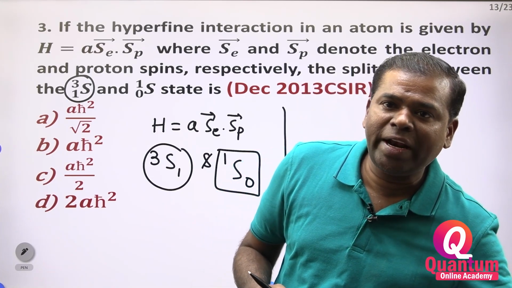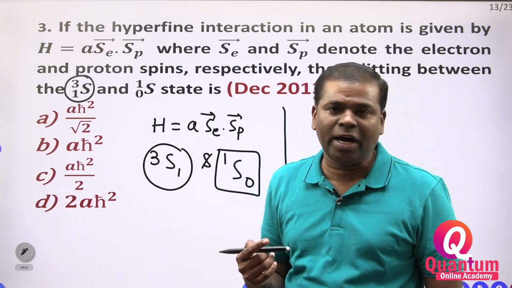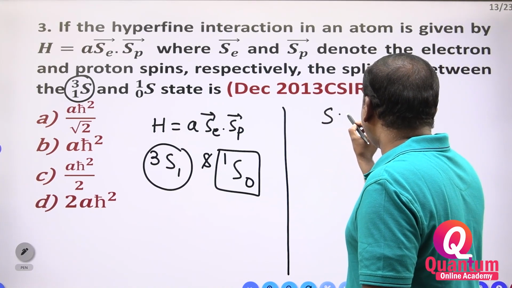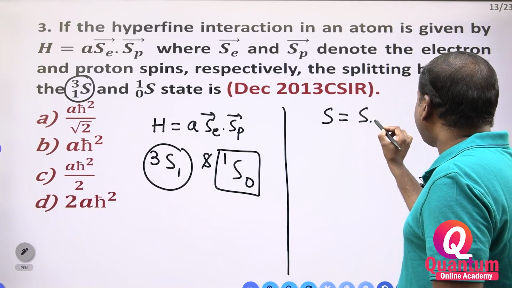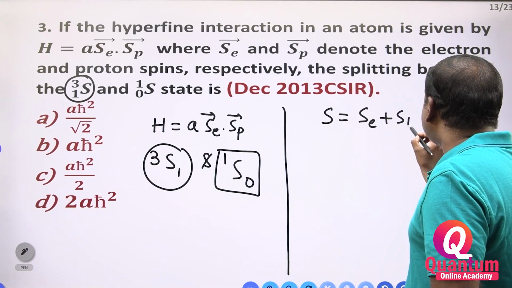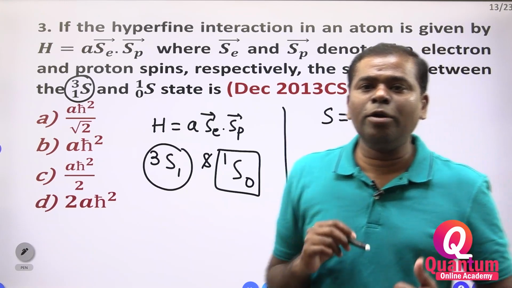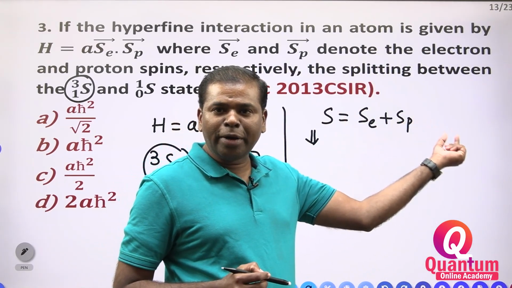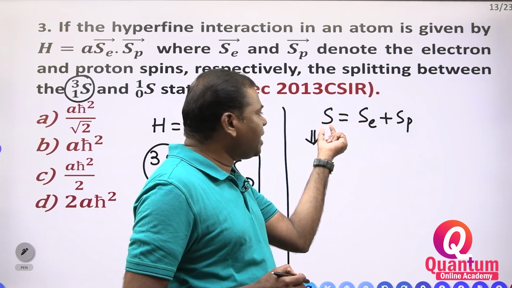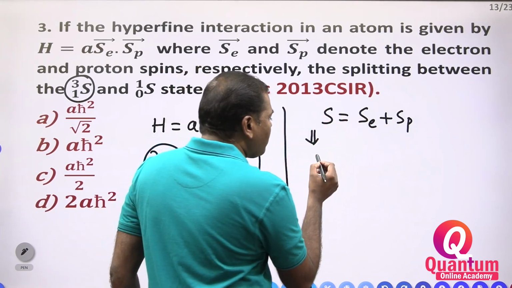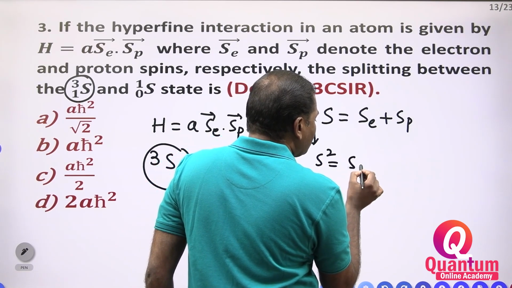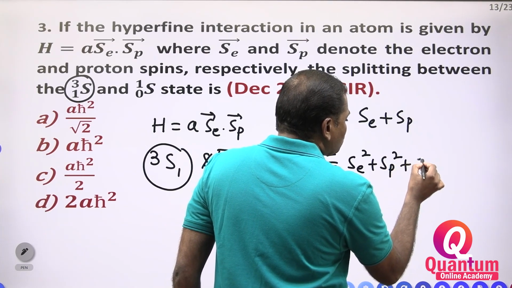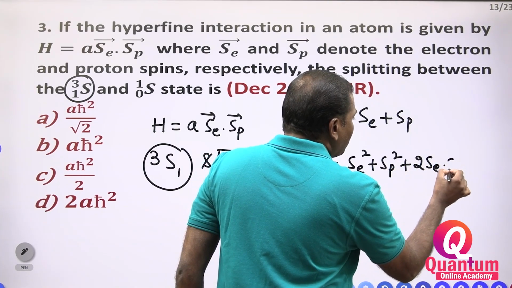These two particles: one is the electron, another one is the proton. Therefore, the total spin is S equals Se plus Sp. Now you square on both sides. First you take the sum of the electron and proton spins. The resultant spin is equal to S. You square it: S square is equal to Se square plus Sp square plus 2 into Se dot Sp.